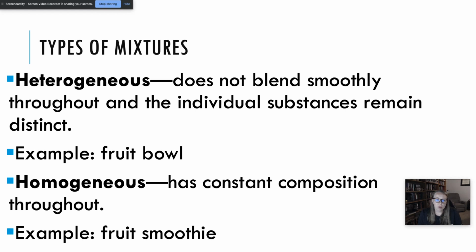Another example would be a fruit bowl. If I have a bowl of fruit with strawberries and blueberries and raspberries, I can go in and say, Miss Harvey really loves strawberries, I'm going to take those out. I can take my individual substances because they're still distinct. The second type of mixture is a homogeneous mixture, and those have constant composition throughout. If I take that same fruit bowl, dump all that fruit into a blender, and make myself a fruit smoothie, I'm going to get the same taste if I taste at the top of my cup or at the bottom of my cup because it has a constant, or uniform, composition throughout.